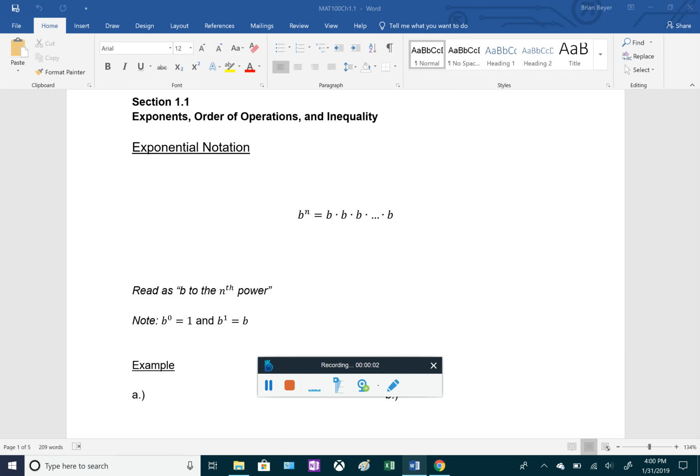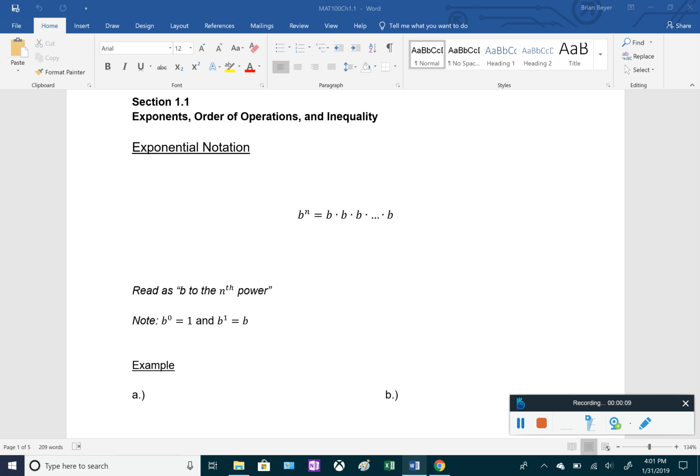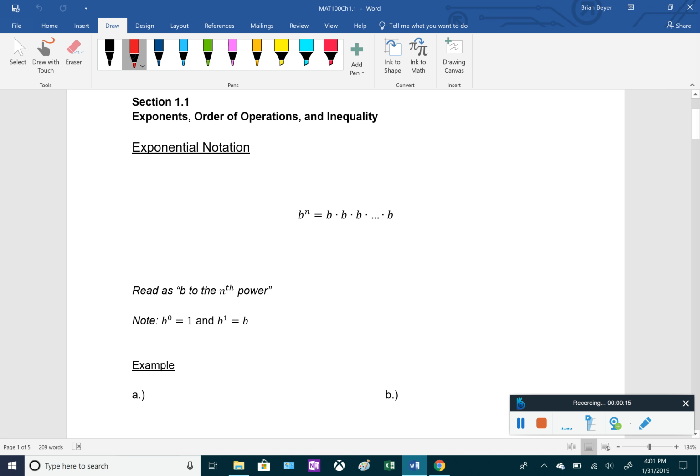Section 1.1 is exponents, order of operations, and inequalities. So we'll start with exponents. We'll start with the exponential notation. So exponential notation is going to be this notation that's written right over here. It's b to the n.